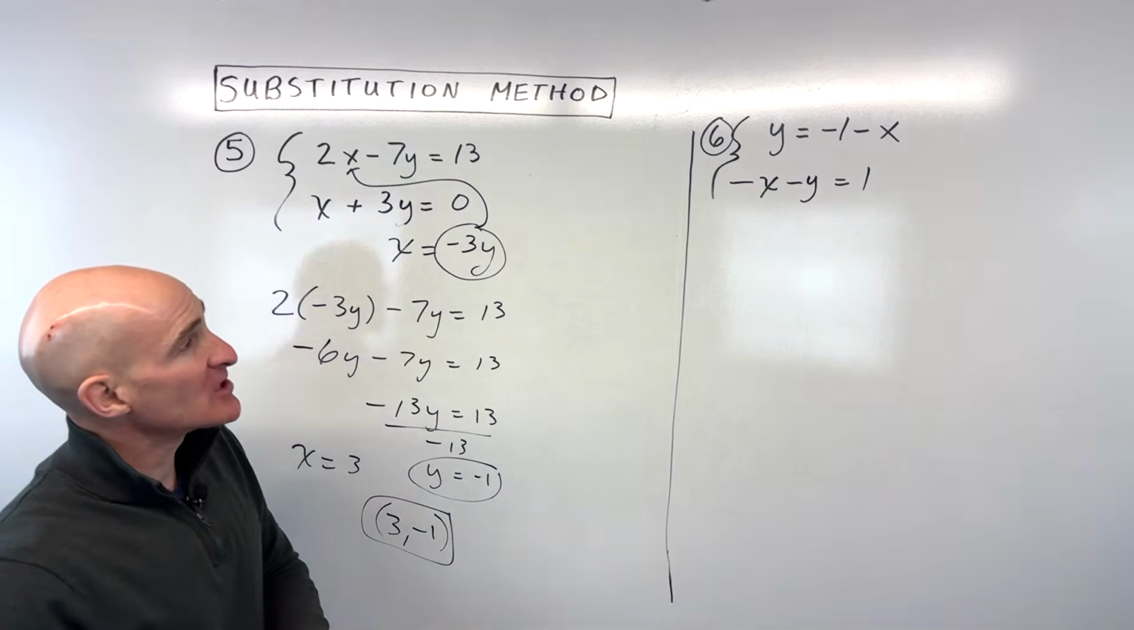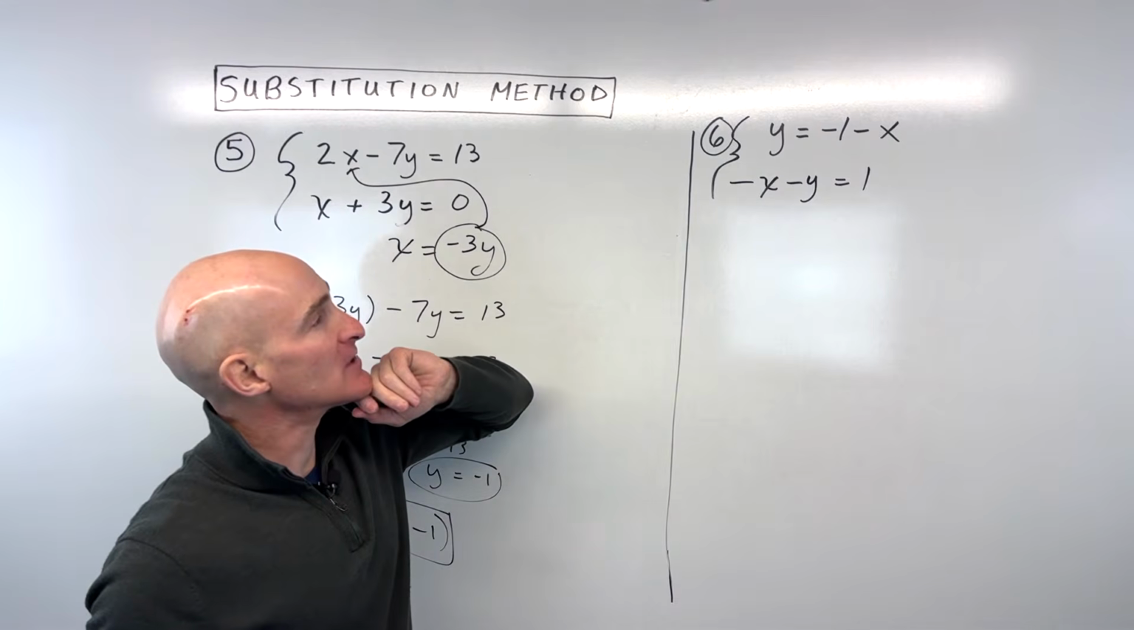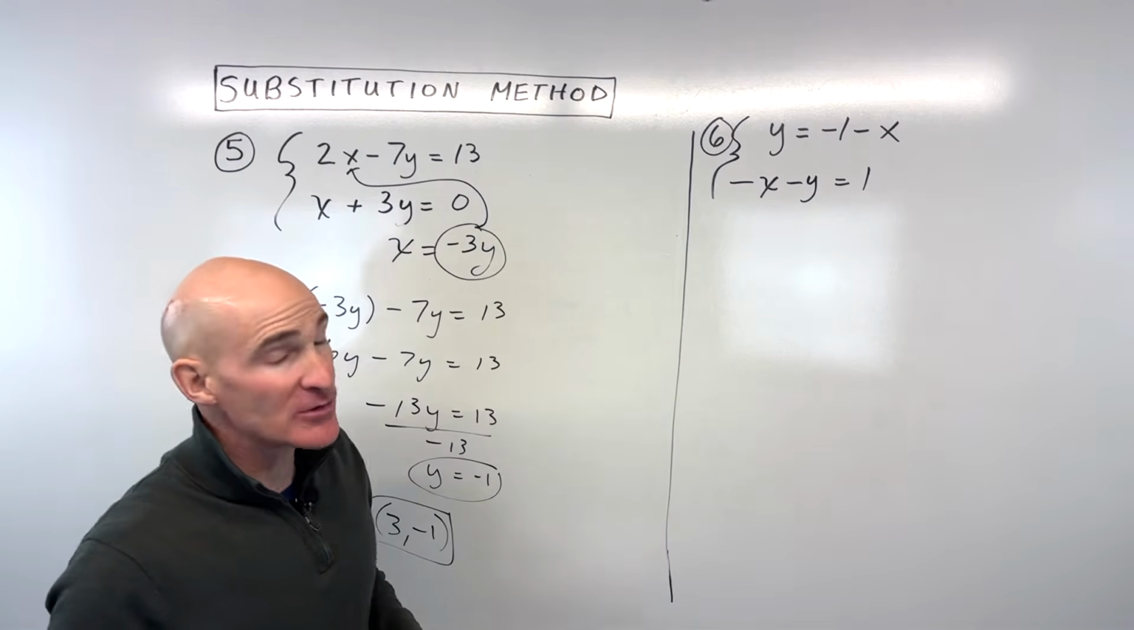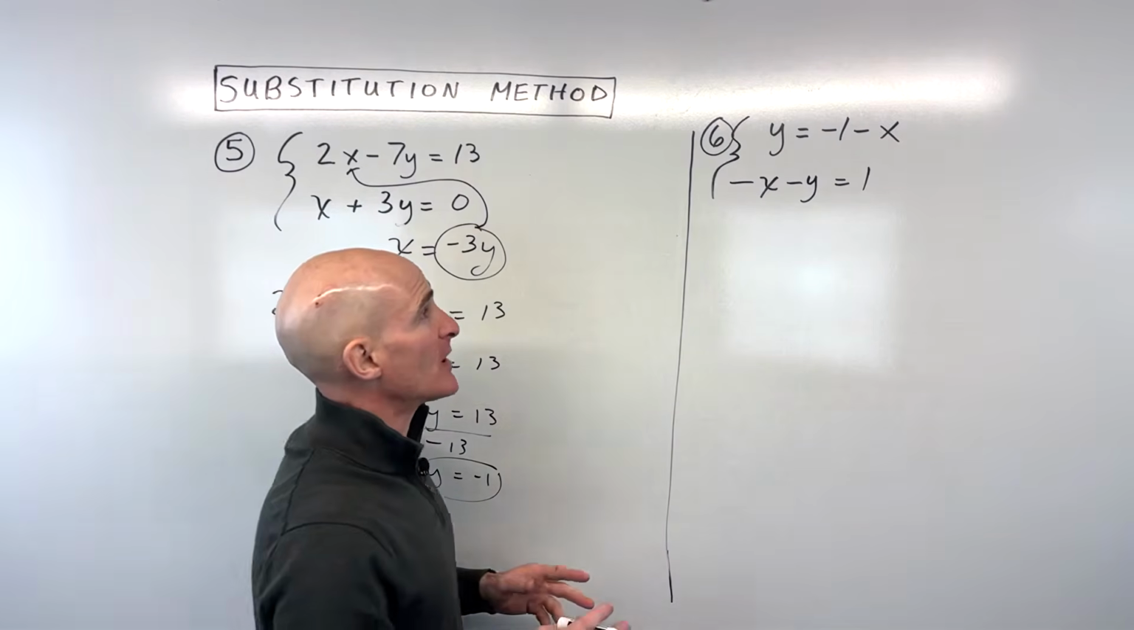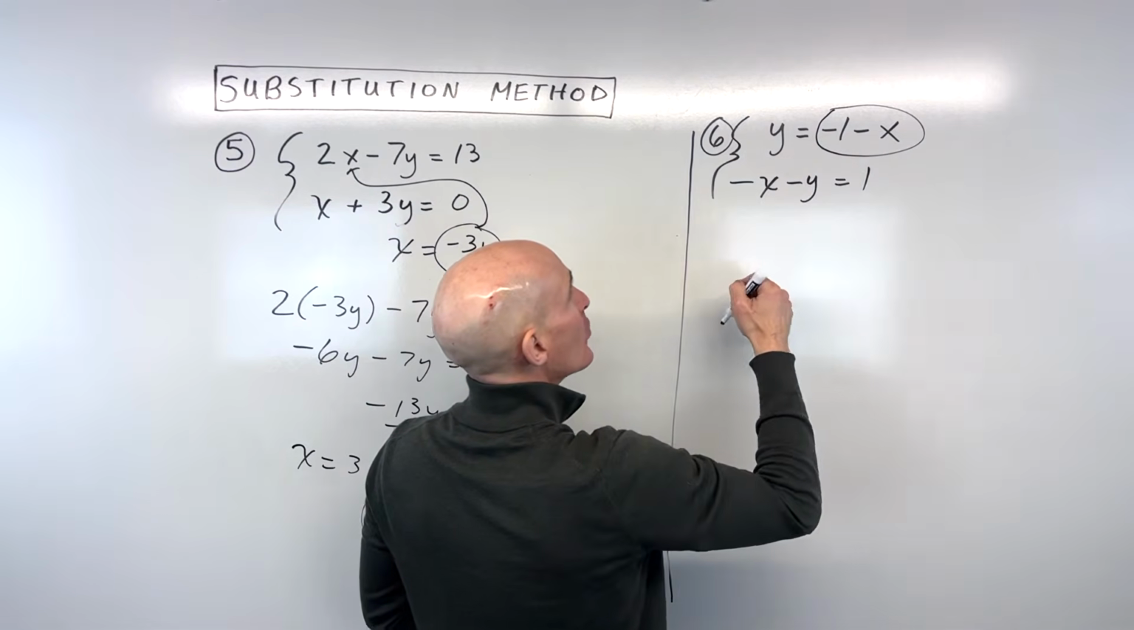Okay, so try number 6. What would you do on number 6? How would you solve that one? Go ahead and pause the video. If I was going to do it, this one's actually ready to go. It's ready-made for substitution because we already have y by itself. Y equals this quantity here.